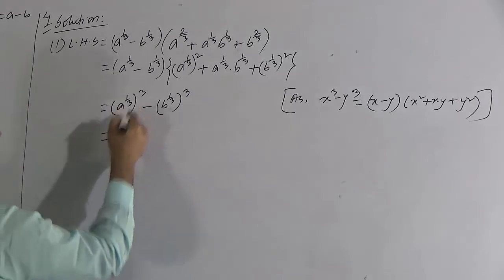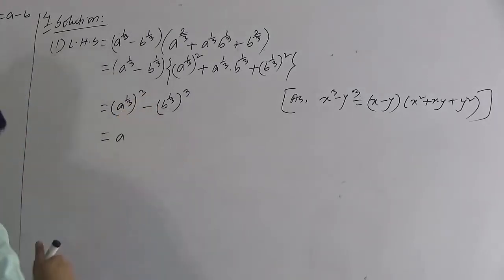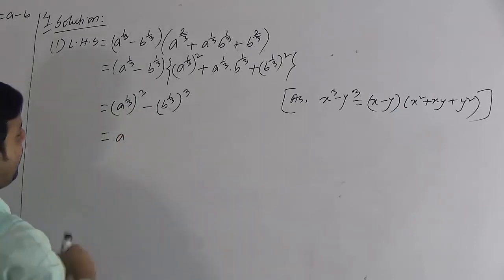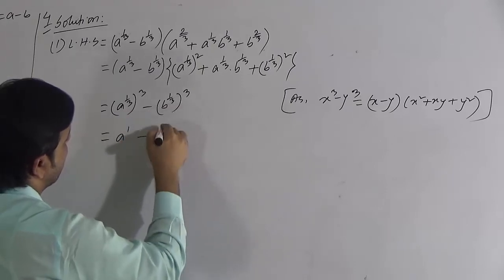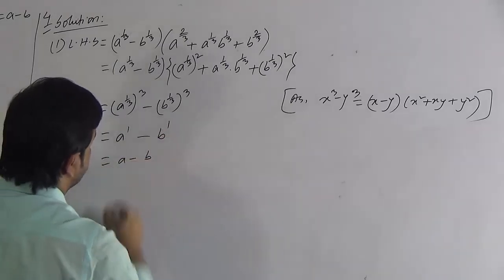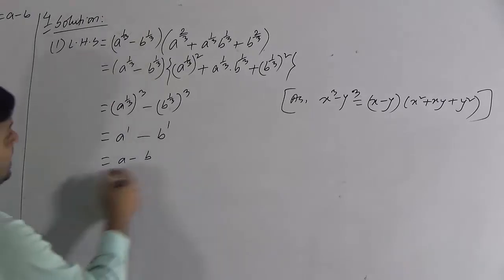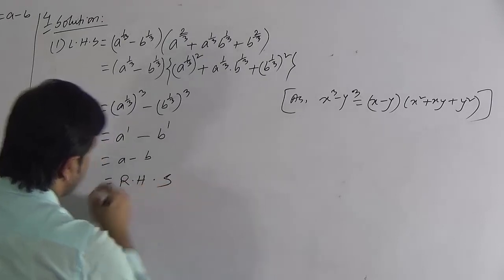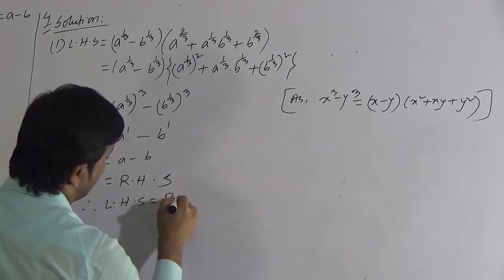Now if you see power and whole power, we have to do the multiplication. If we multiply 1 by 3 and 3, we will get 1. It means this is a minus b. A to the power 1 means a, b to the power 1 means b. So this is a minus b. This means the right hand side. So we can write here, therefore left hand side is equal to right hand side.